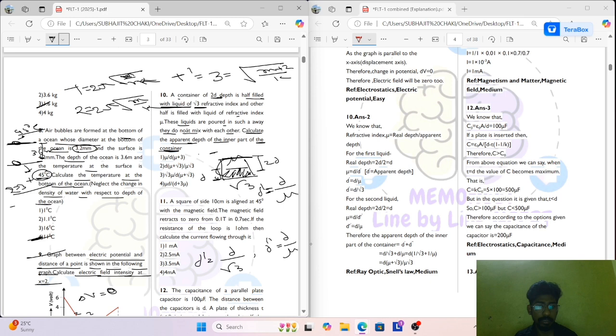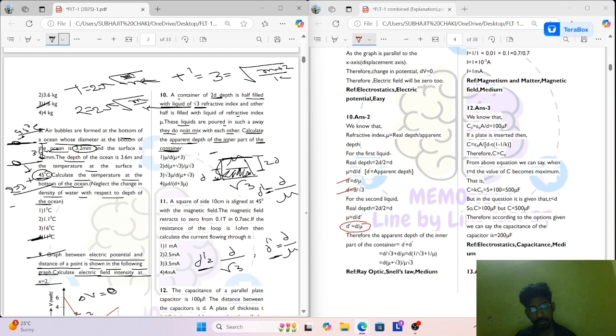Calculate the apparent depth of the inner part of the container. These are the two apparent depths of two liquids when the liquid is poured. For the second liquid, d' = d'' = d by mu. Therefore the total apparent depth will become the summation of these two only.